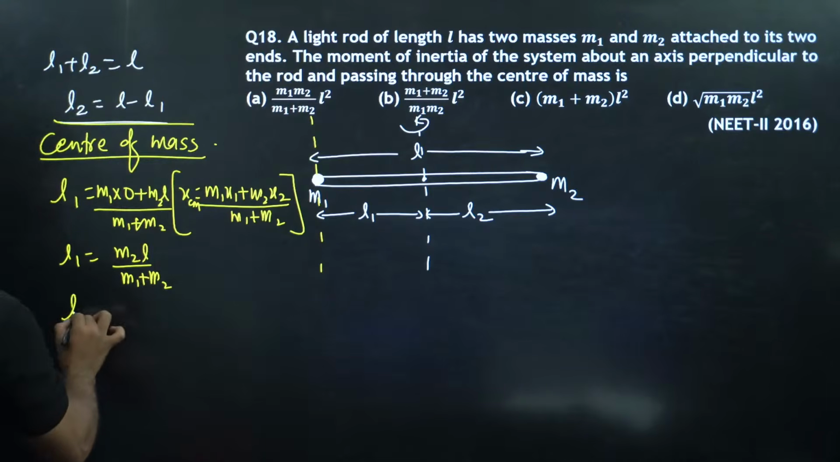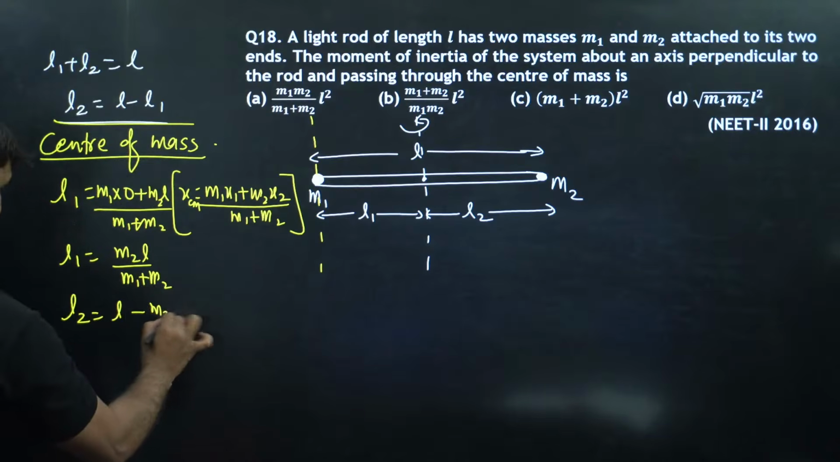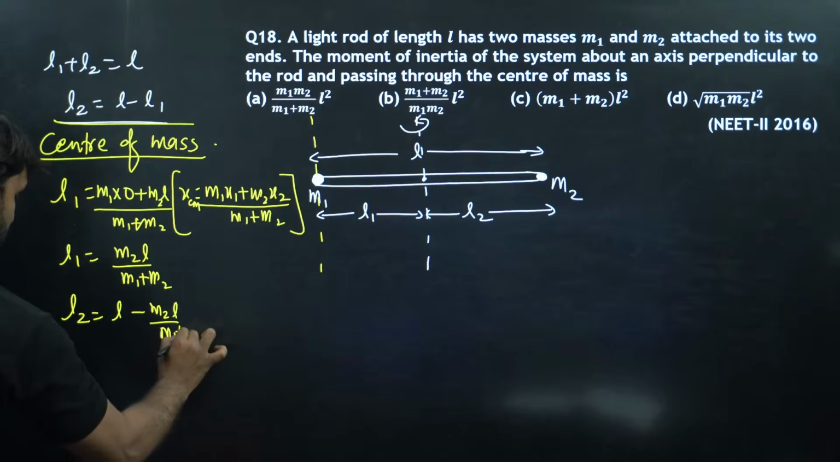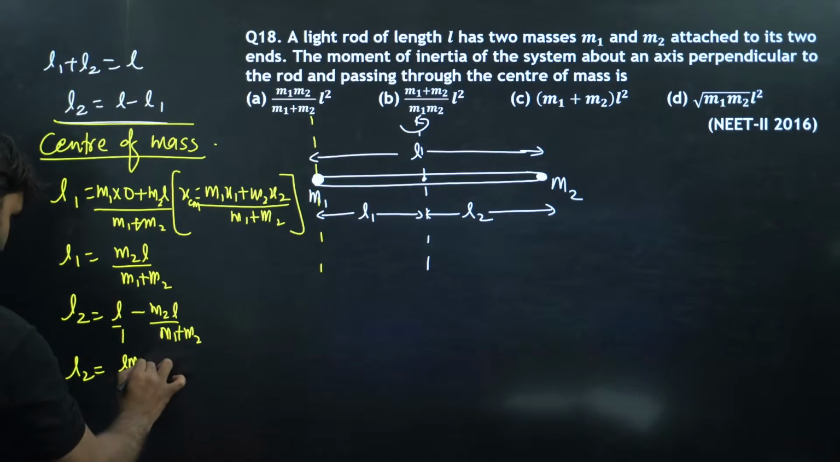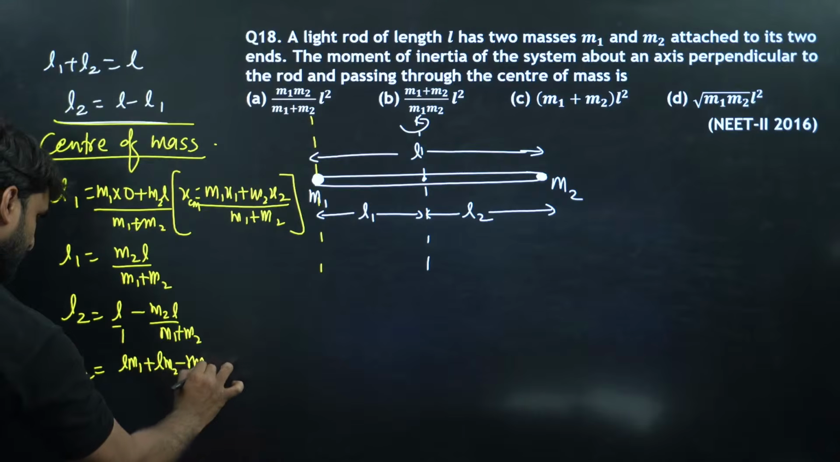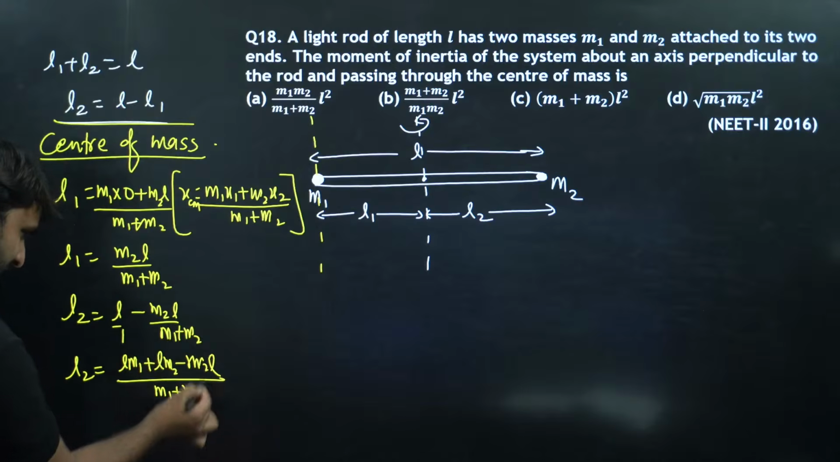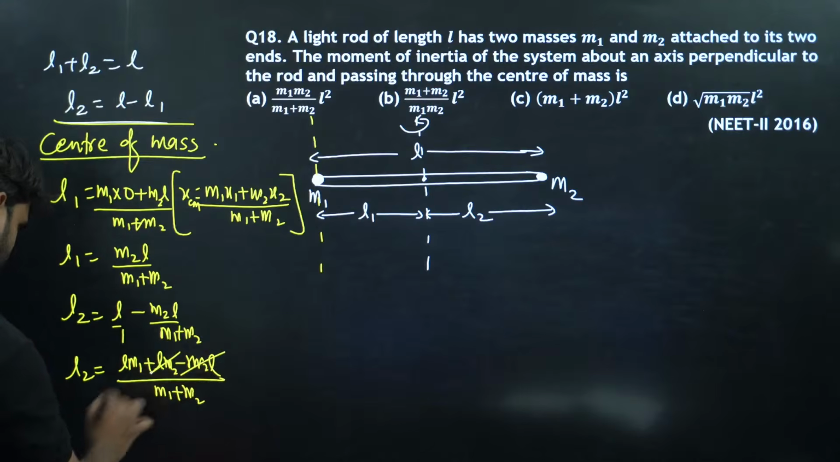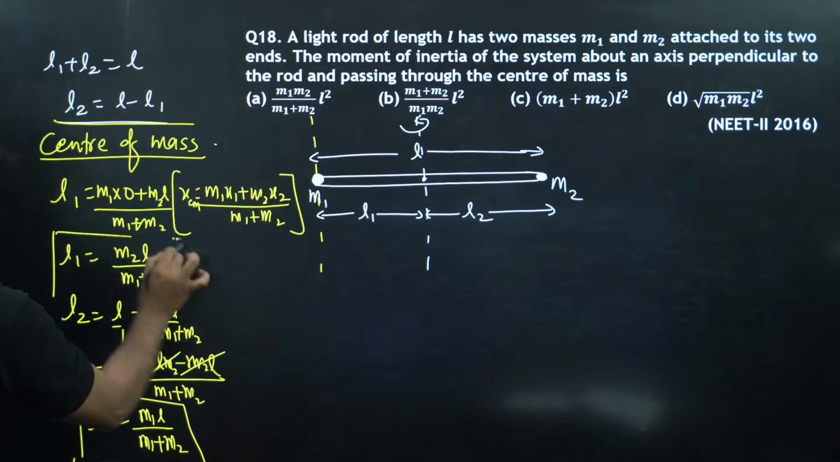So L2 will be equal to L minus L1, which is M2L divided by M1 plus M2, right? Now L2 can be LM1 plus LM2 minus M2L divided by M1 plus M2. M2L will be cancelled, so L2 will be equal to M1L divided by M1 plus M2. So we have L2 here, we have L1 here.